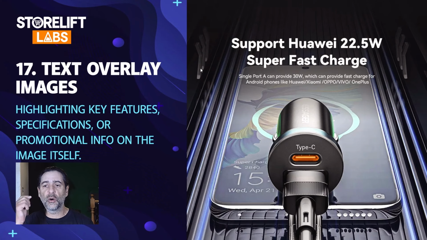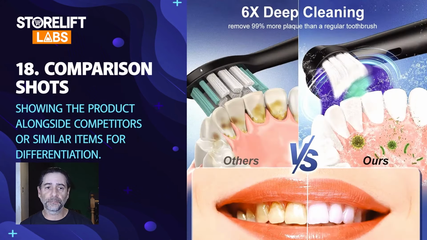Text overlay. So what we've got here is an image, so a photo or a 3D render where we have overlaid text for information or promotional purposes. This is very common on eBay and Amazon, and you can create stuff like this in Canva or whatever.